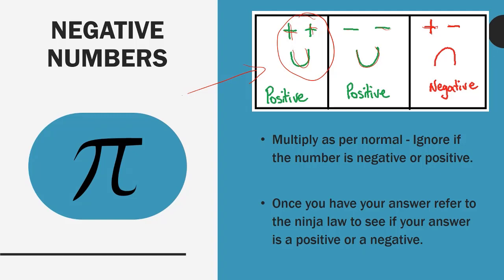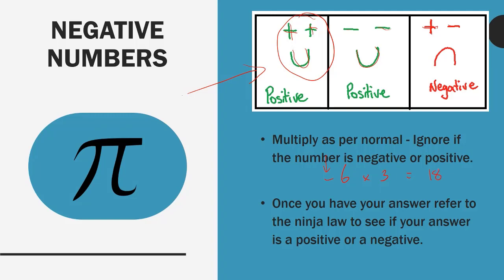So when we multiply negative numbers, we just multiply the numbers as per normal. We ignore, basically, whether they are positive or negative. So if I've got something like negative 6 times 3, I ignore this negative here, and I just do 6 times 3, because it doesn't matter if it's negative or positive. 6 times 3 is always 6 times 3. 6 times 3 is 18.